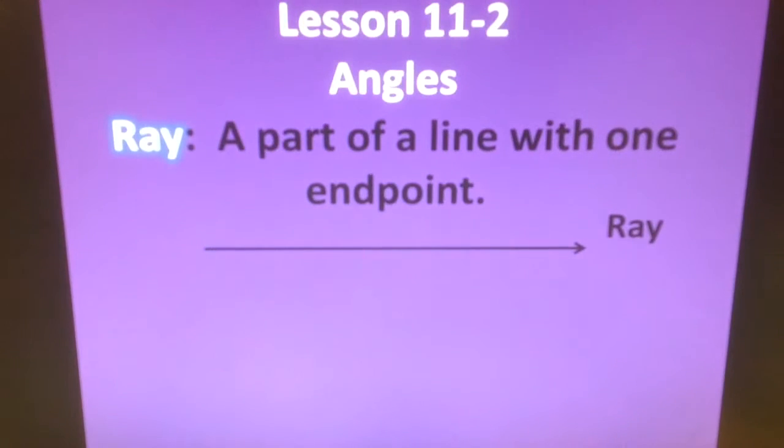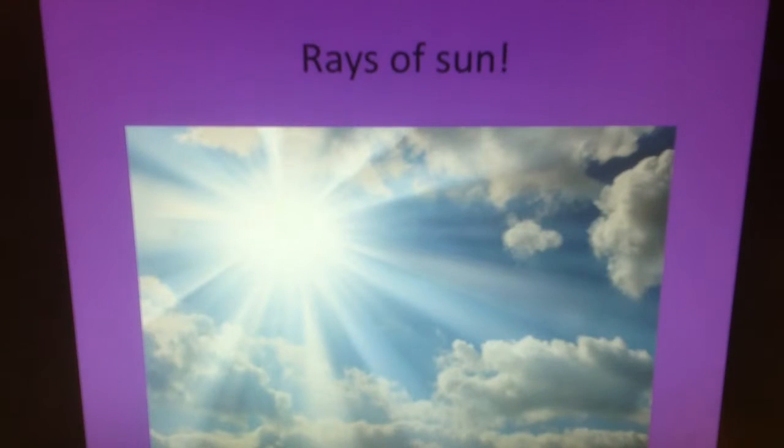The word ray means a part of a line with one end point. We talked a lot about the word ray and how it's used in non-math terms. Students were talking about x-rays, which start at a machine and go into your body to take a picture. They talked about rays of sun that start at the sun and go out to the earth. So both are different examples of rays in real life.